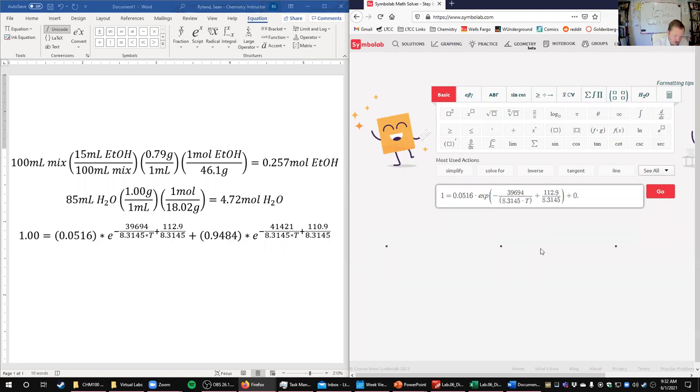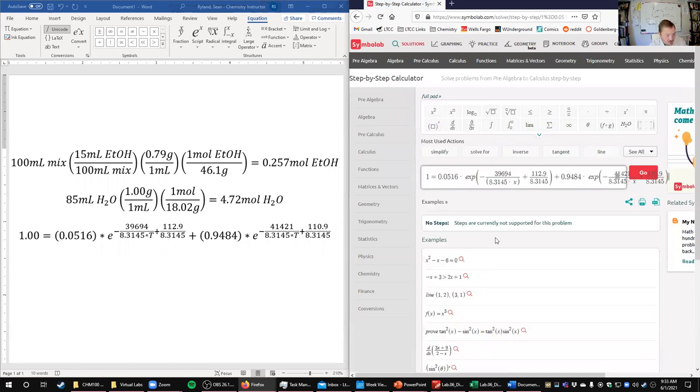The same for our other half, 0.9484 times EXP, negative 41421 over. And I don't know if Symbol Lab does other variables. So if you're unsure, you can always just use X instead of T there. All that really matters is we only have a single variable in there.